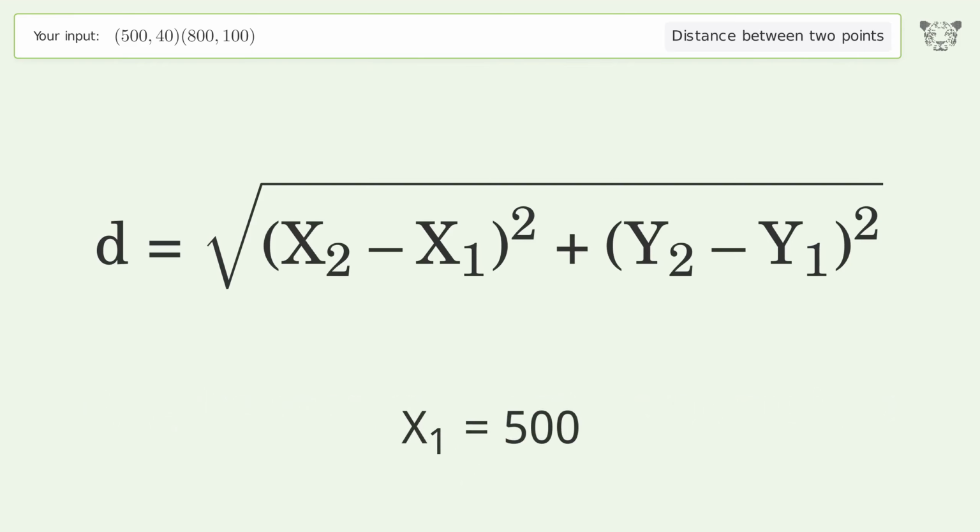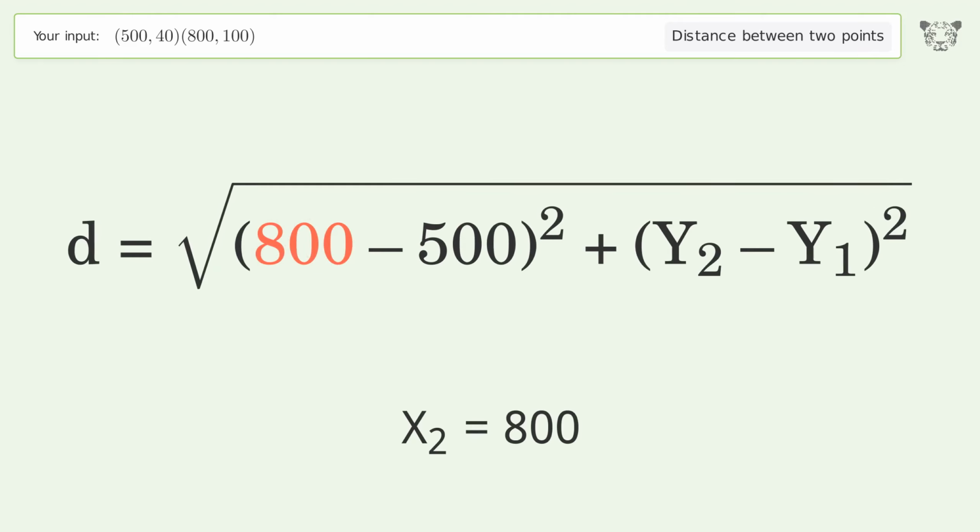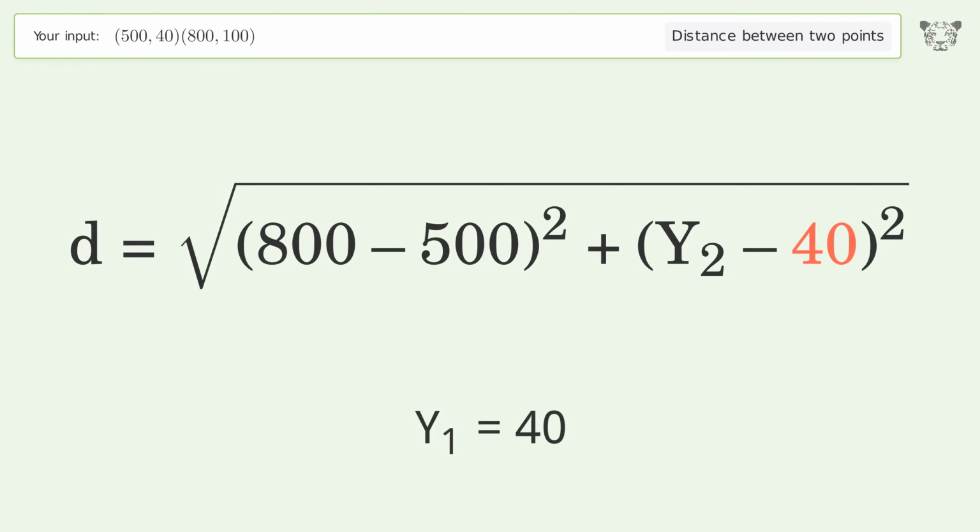x1 equals 500. x2 equals 800. y1 equals 40. y2 equals 100.